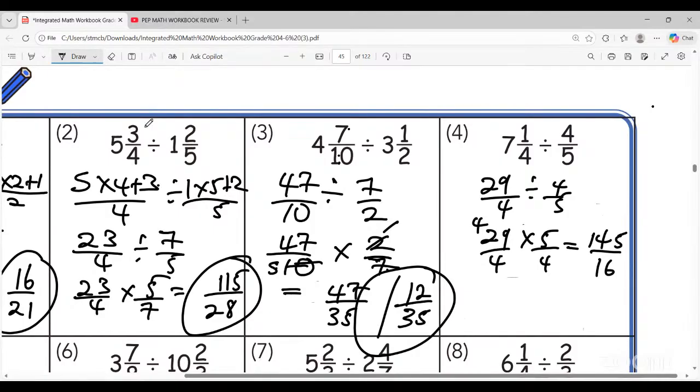Alright, let me just check something. 145. Yeah, about 9. So 9 times. Let me just try something. 9 times 6 is 54. 9 ones are 9, and that's 144. Yeah. So 9 times. If I want 144, that means the remainder is 1 over 16.